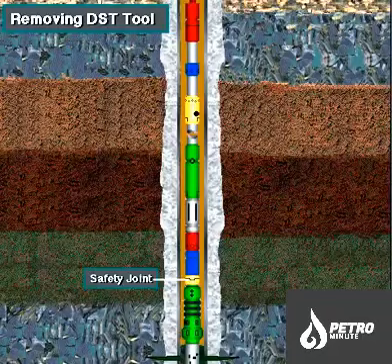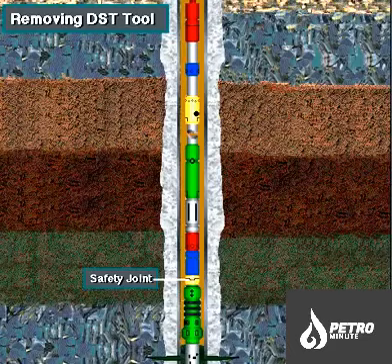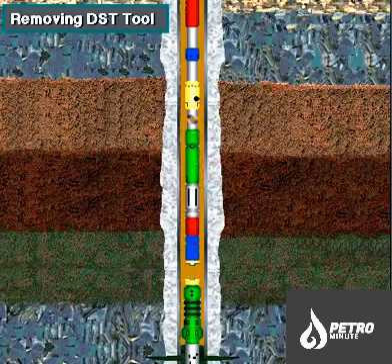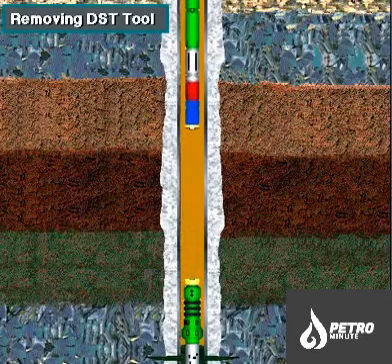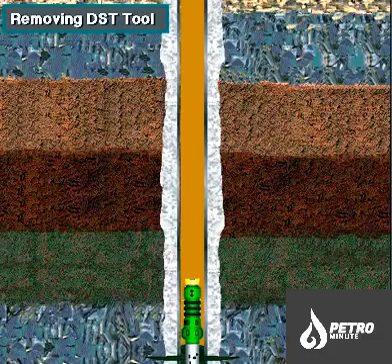If the driller cannot pull the packer free for some reason, he can separate the tool at the safety joint. Removing the tool above the safety joint gets all of the tool above the packer, including the recorder with its data.